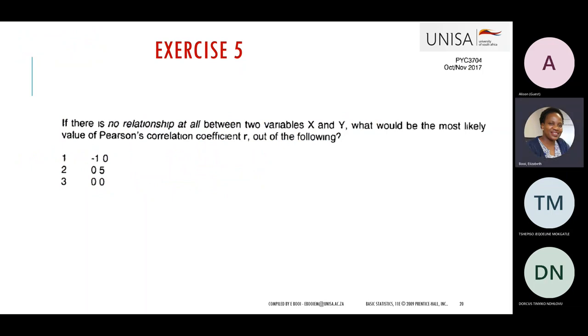If there is no relationship at all between two variables, X and Y, what would be the most likely value of your Pearson coefficient of correlation R out of the following? No relationship. Do you still remember? What will be the value of R? Number three. R will be equal to zero, which is number three.